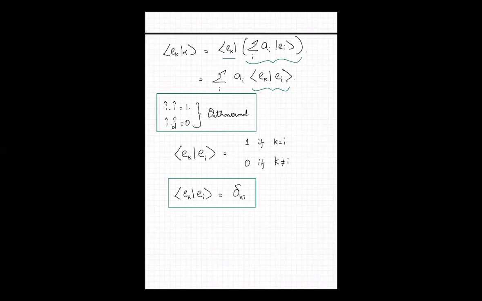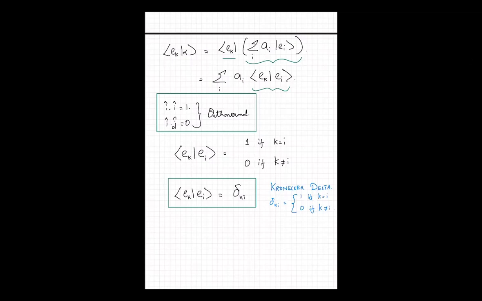Delta ki is called the Kronecker delta. Delta ki equals 1 if k is equal to i and 0 if k is not equal to i. Okay, so that is the definition of the Kronecker delta.